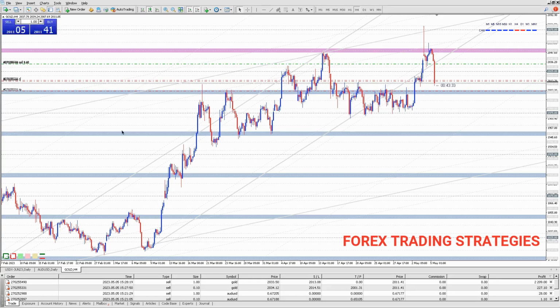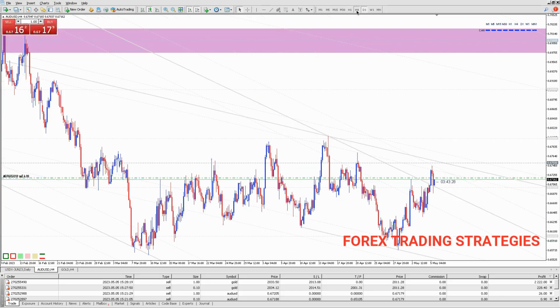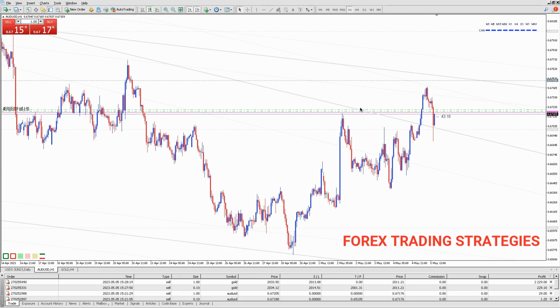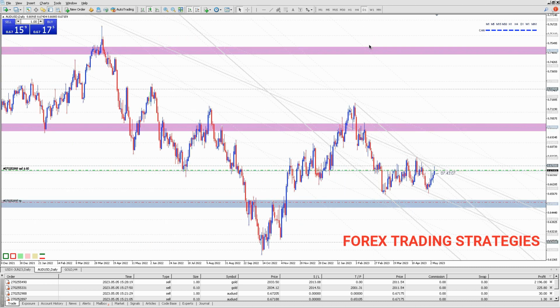Basically, I'm still using my system. I've refined it a bit. It's basically zone to zone trading. That's why you can see the purple lines and the blue lines there on your screen. You basically have the blue lines at the bottom there, as well as the purple or red lines at the top, which signify support and resistance, zone to zone. That's what I do.